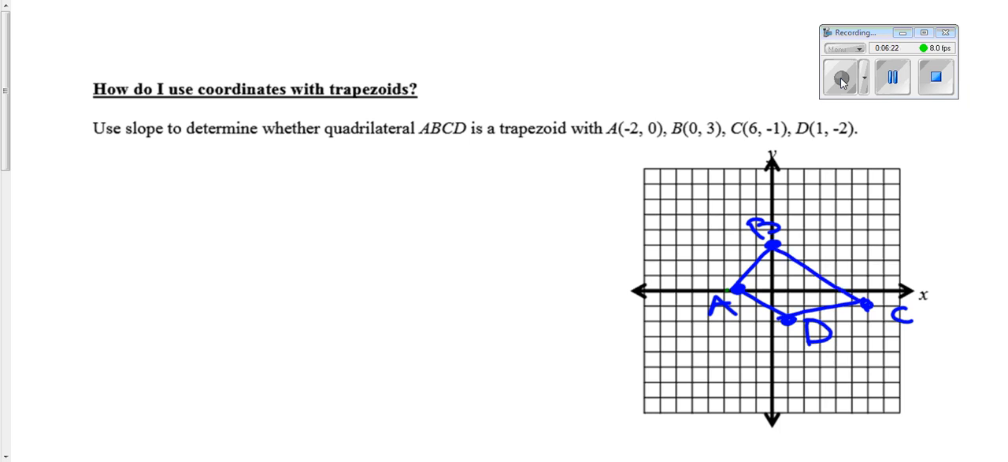Okay, now I'm going to prove parallel. So I'm not sure, it's going to be opposite. So it's AD and BC or AB and DC. So pick one pair of opposite sides and start with that. Let's go ahead and start with AD and BC.